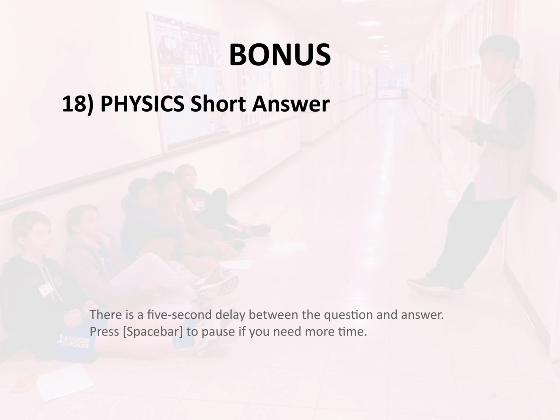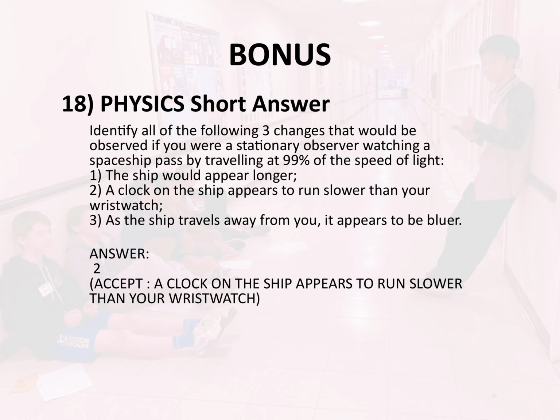Bonus: 18. Physics. Short answer. Identify all of the following 3 changes that would be observed if you were a stationary observer watching a spaceship pass by traveling at 99% of the speed of light. 1. The ship would appear longer. 2. A clock on the ship appears to run slower than your wristwatch. 3. As the ship travels away from you, it appears to be bluer. Answer: 2.